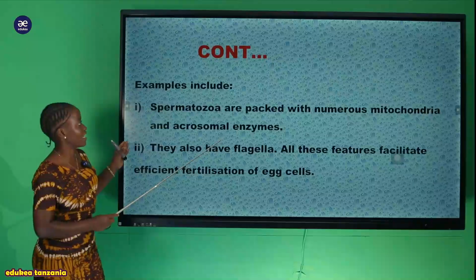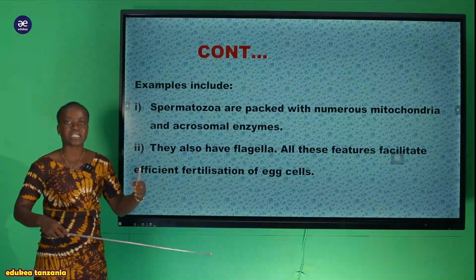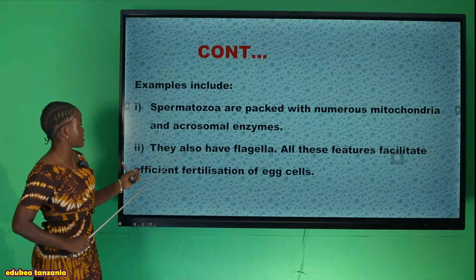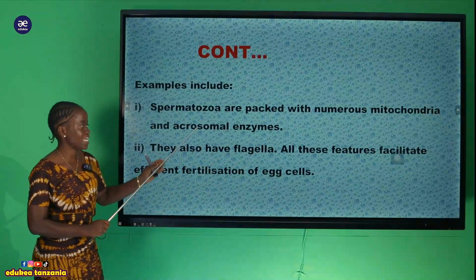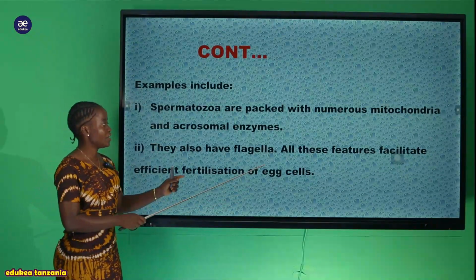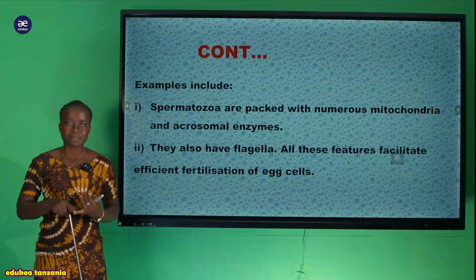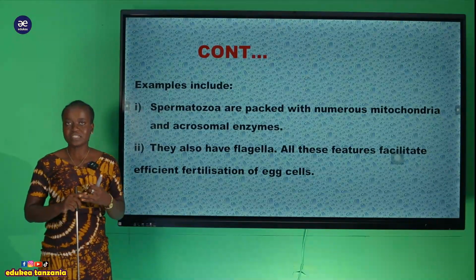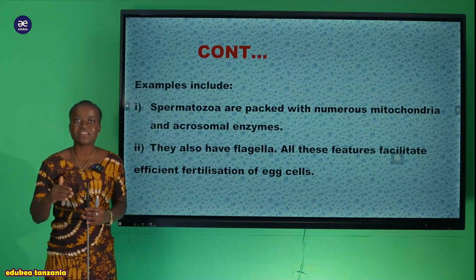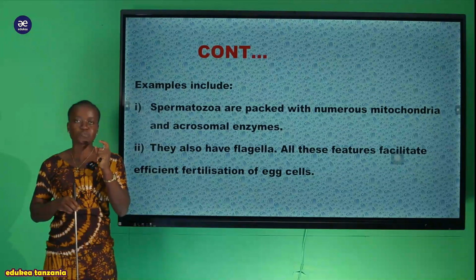So that is the materials that are equipped within this sperm cell, so that it can function effectively or efficiently. But also another example here, now you can see they also have flagella. Ukiangalia ile sperm cell, spermatozoa, they have a flagella. All of these features facilitate efficient fertilization of eggs. So the presence of mitochondria, the presence of acrosomal enzymes, the presence of flagella inasaidia kulifikia yai kwa wepesi zaidi, thereafter kufanya fertilization kwa urahisi zaidi. So that is the importance of specialization.